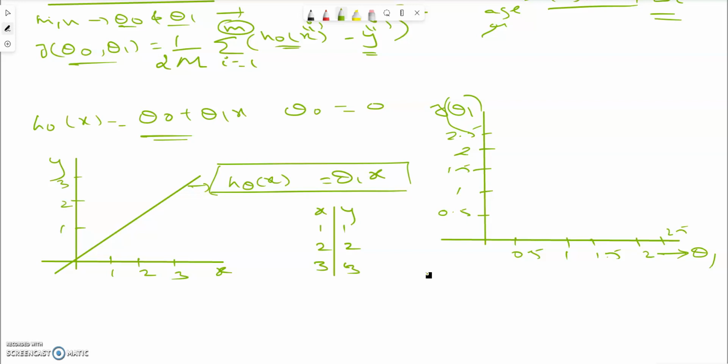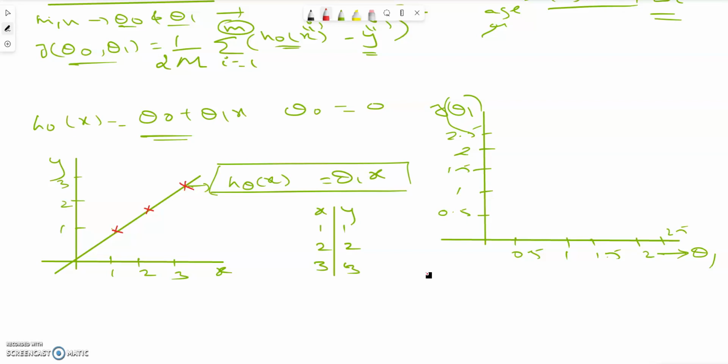Initially I wanted to put the data points here. When x is equal to 1, y is also 1. When x is equal to 2, y is also 2. When x is equal to 3, y is equal to 3. Now this is my best fit line here, because the difference between the points and the predictions is 0. So I definitely know by looking at this graph that this is the minimal point, this is the best fit line.